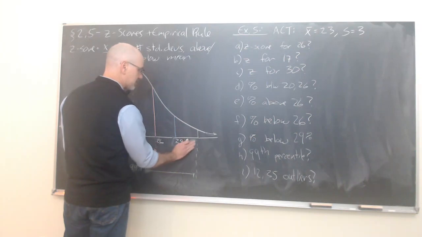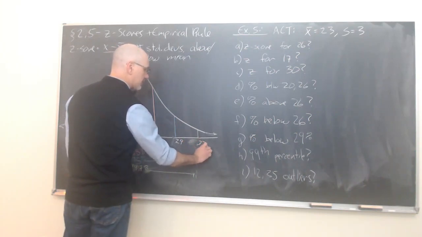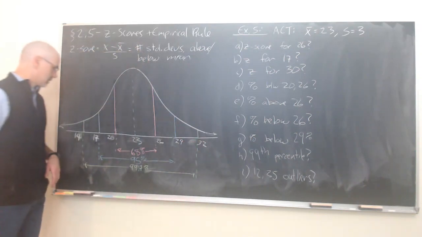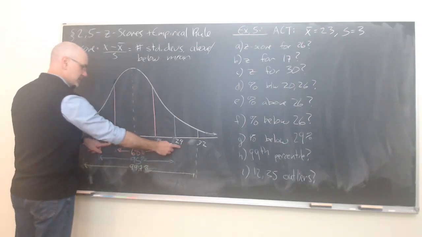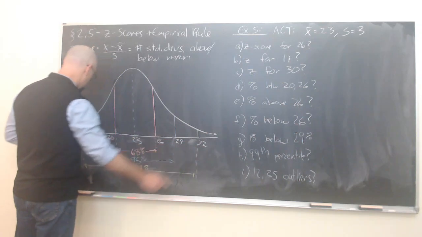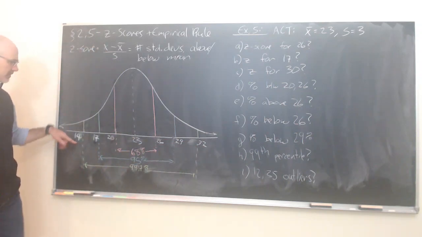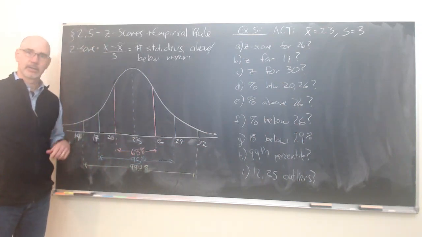Let's see, it's not going to show up very well. Let's do it over here. 32. So these would correspond to z-scores of 1, -1, 2, -2, 3, -3. And we'll verify that in just a moment with our calculations, actually.